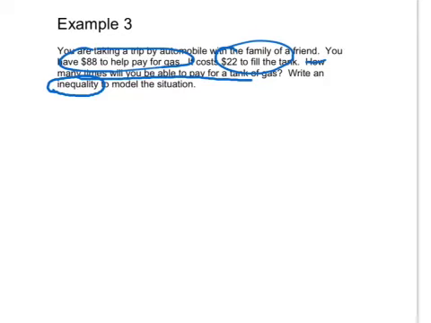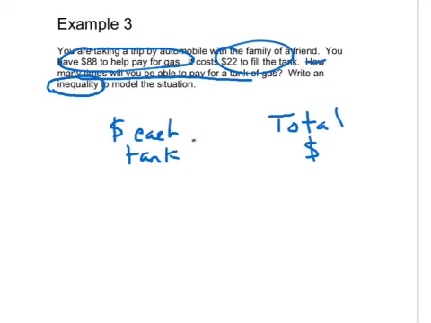Well, I like to write what's called a verbal model first to start these. So how are we going to solve this in words? How am I going to know how much total money I spent? So I'm going to put total money over here, or money that I have. How do I get the money that I have? Well, it's going to cost me money for each tank. And I'm going to multiply that by how many tanks I can buy. That's going to give me my total money.